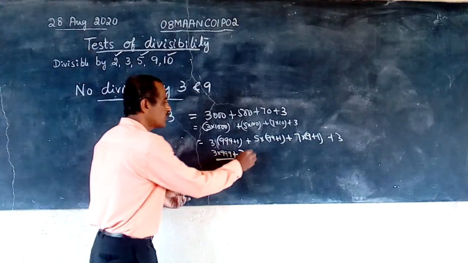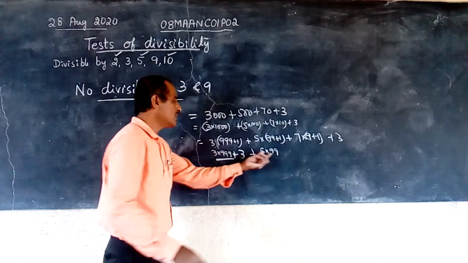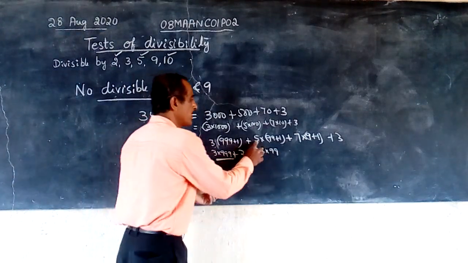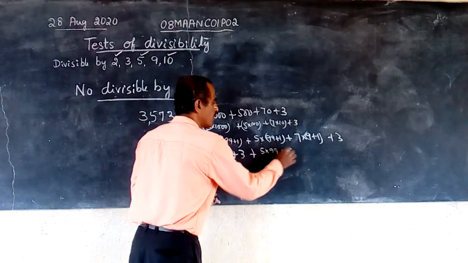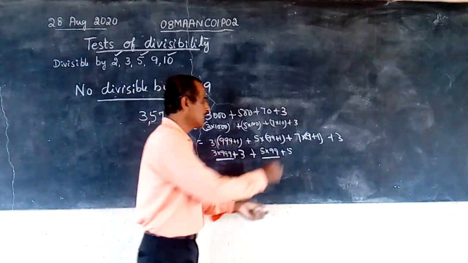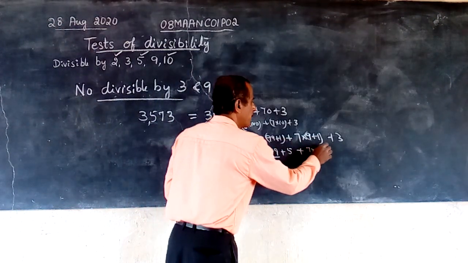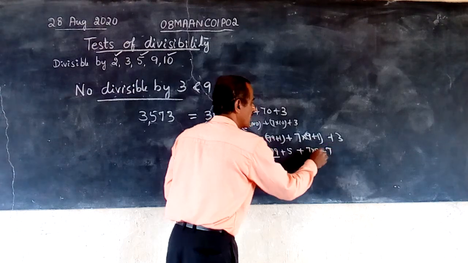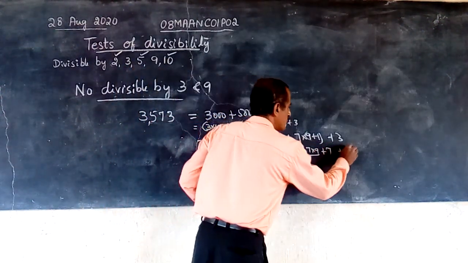In the same way, 99 is divisible by 9 and 5 into 99 is also divisible by 9. So 5 into 99 plus 5 into 1 as 5. So this is divisible by 9, and 5 remained here. Next, 7 into 9 plus 7 into 1, 7 we can say. So 7 into 9 is also divisible by 9, and plus 7 remained here.